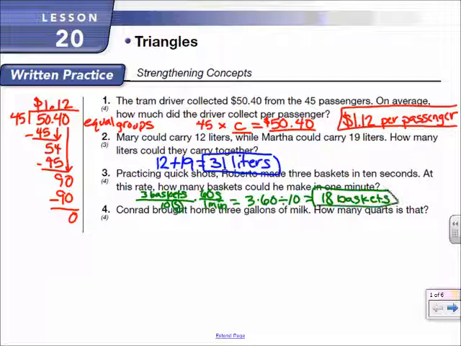Another way to think about that would be to say, all right, how many 10-second intervals are there in 1 minute, or 60 seconds? Well, there's 6. 6 times 3 is 18.